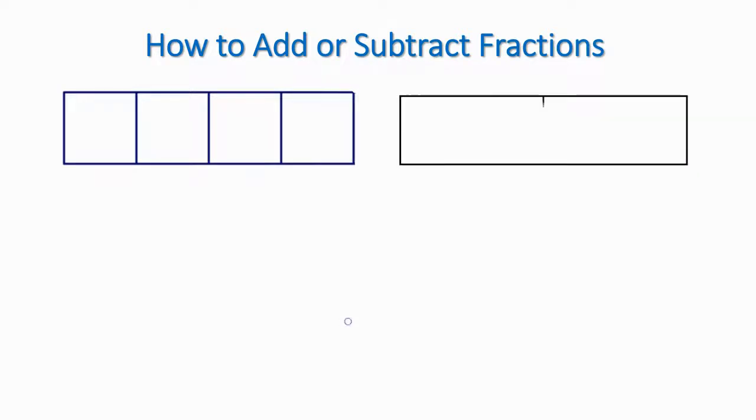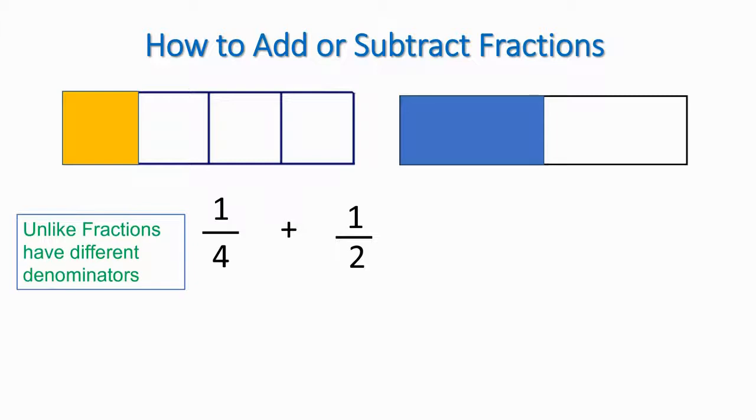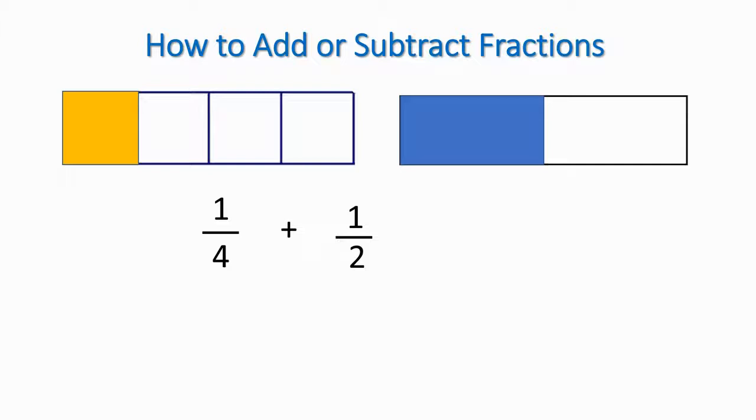Now I have two shapes here divided into different equal parts. The first shape is divided into 4 equal parts. So if I shade one part, that's 1/4 shaded. For the second shape, if I shade one part, that's 1/2 shaded. I cannot add both the fractions because they have different denominators. So each shape is divided into different equal parts. So what I'm going to do is find a common denominator for both by looking for the least common multiple.